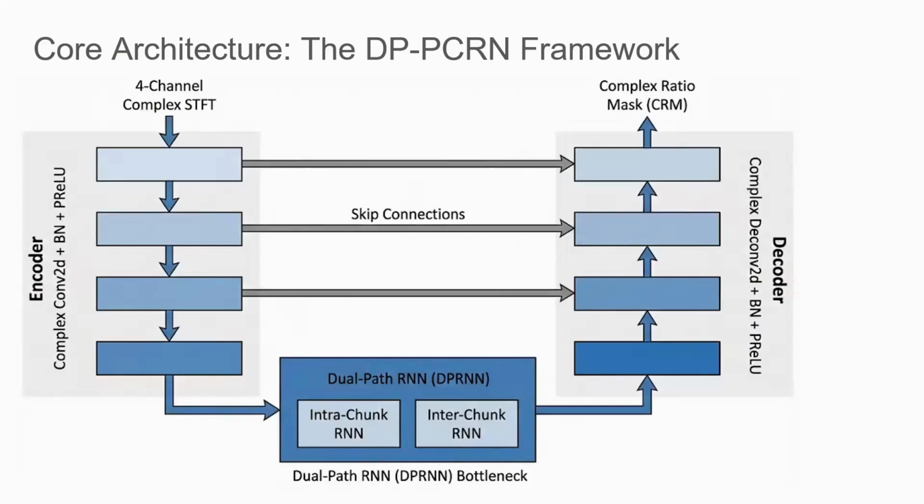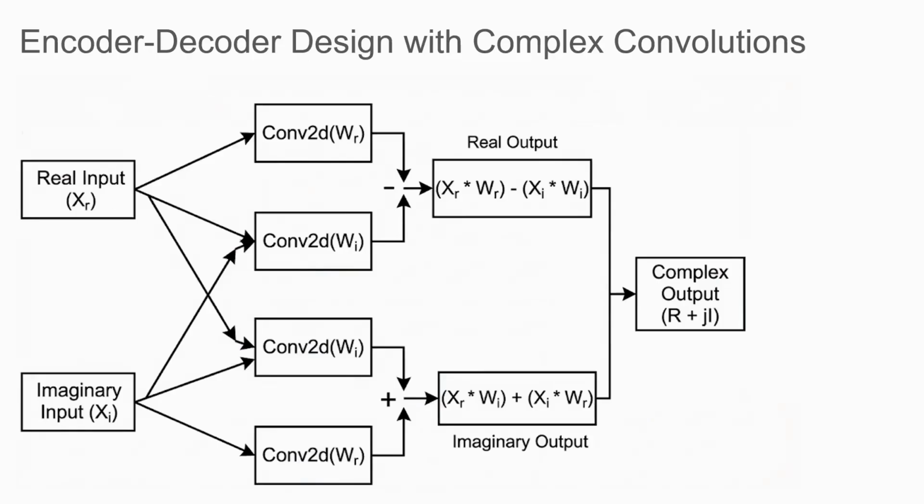Here is our core architecture. Our core DP-PCRN architecture follows a modified U-Net structure. The encoder uses strided convolutions to compress audio into high-level semantic features. The bottleneck models temporal evolution and rhythm. The decoder uses transposed convolutions to restore resolution. We employ skip connections to link the encoder and decoder, preserving the fine-grained spectral details often lost during compression.